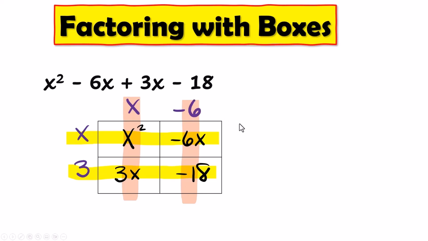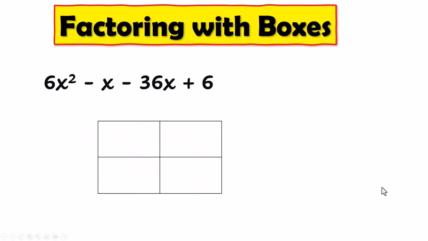And if you're not sure about things, do what I just said. Go back and check your boxes before you go on. Is x times x, x squared? Yes. Is x times negative 6, negative 6x? Yes. Is 3 times x, 3x? Yes. And is 3 times negative 6, negative 18? Yes. You're ready to write your answer. X minus 6 times x plus 3. These binomials can be switched, it doesn't matter.